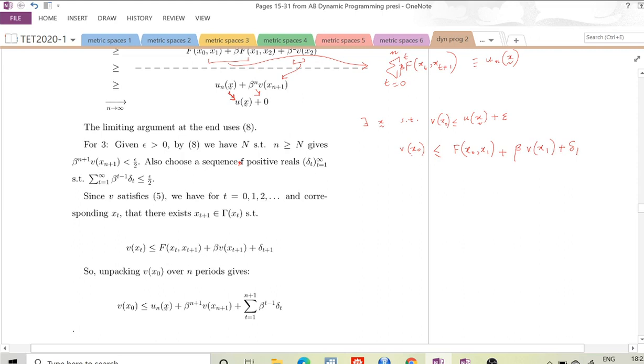Since v satisfies the functional equation, for every delta 1 greater than 0, we can find an x1 such that these two terms are so close to v of x naught that when we add delta 1, this becomes greater than or equal to v of x naught, right? We can do this at any stage t: we can find a feasible x t plus 1 such that the first two terms are very close to v of xt, so that these plus delta t plus 1 are greater than or equal to v of xt.